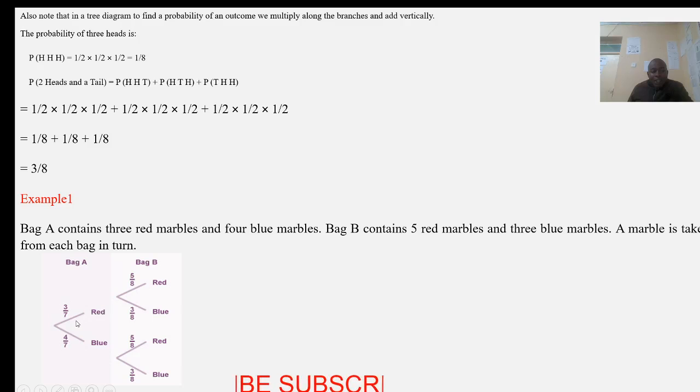Remember, it is taken from each bag in turn, not at random. If it were at random, then first of all we would have bag A and bag B, and from there we choose. Maybe you can choose from bag A or from bag B. But in this case, they are taken from each bag in turn. So we shall have bag A, red and blue, and then bag B. That is the difference in drawing the tree diagram between at random and taken in turns.